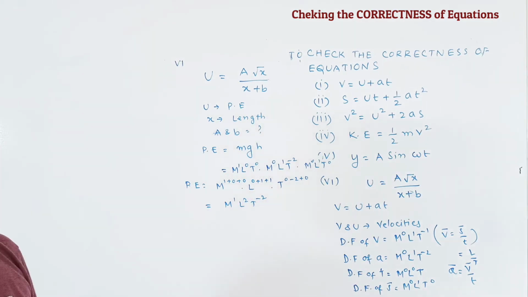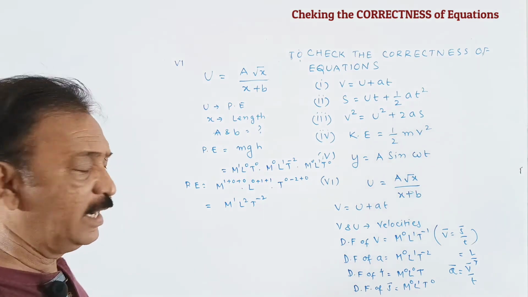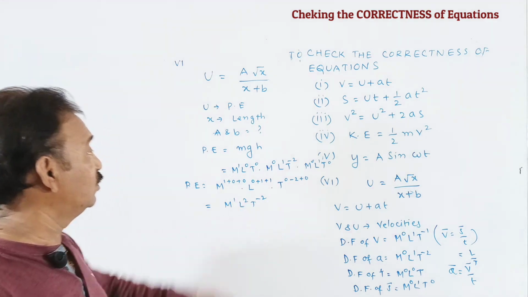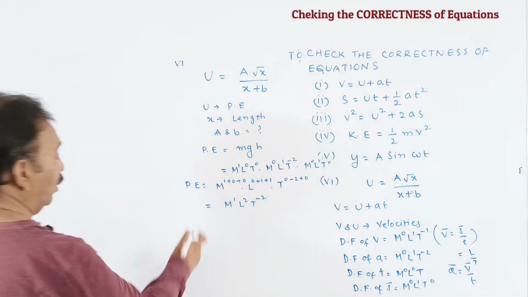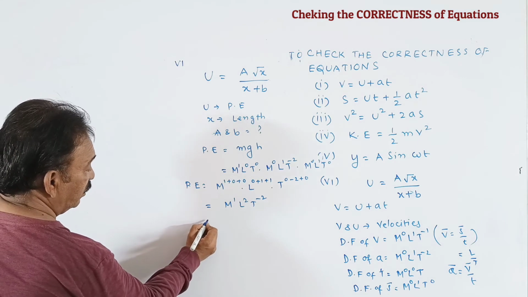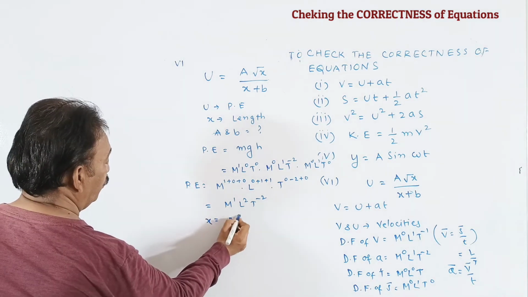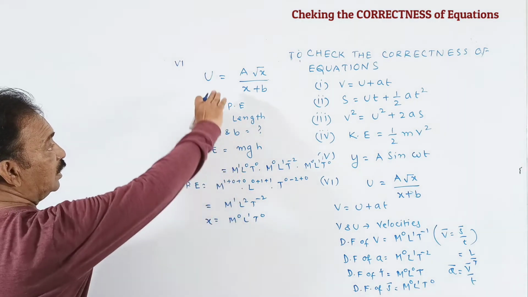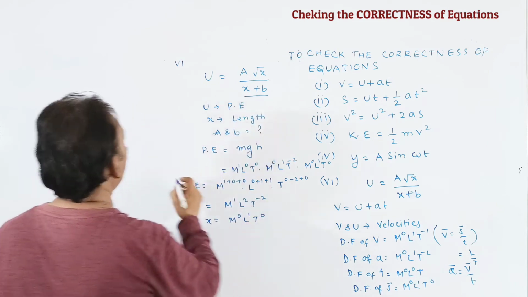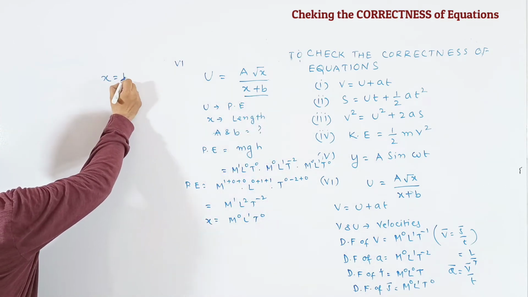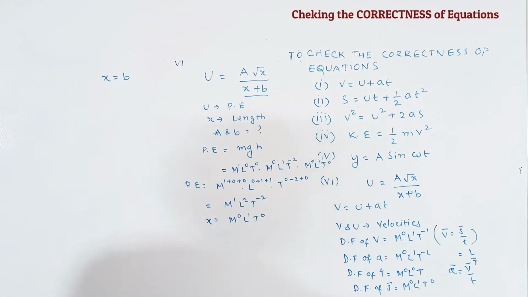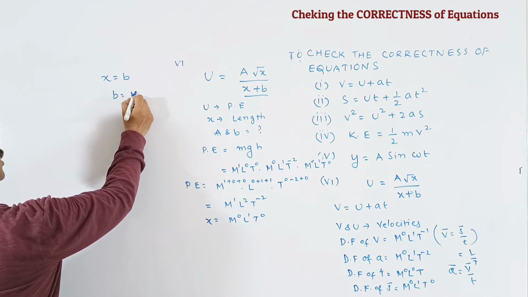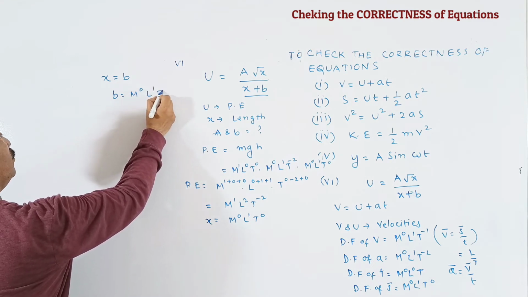Any energy, whether kinetic energy or potential energy, has the dimensional formula M1 L2 T inverse 2. For x, which is displacement, x is M0 L1 T0. Then we insert these two values in this equation. First, I am taking this part: x is equal to b. Means b is nothing but length. B has the dimensional formula M0 L1 T0.